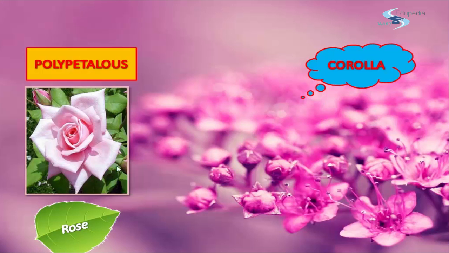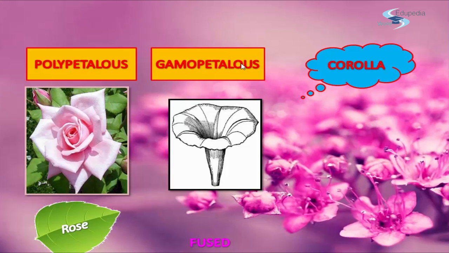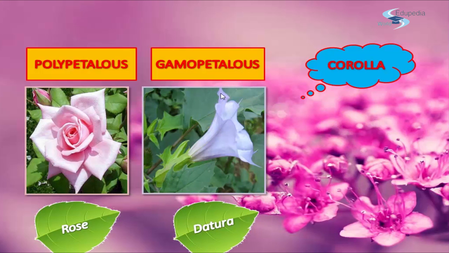As you can see, rose is an example of polypetalous. Poly means many and petalous means petals, so it is seen in rose. Now comes fused, which means all petals are fused. Here petals were free from each other, whereas in this form petals are fused. So it is called Gamopetalous, that means fused petals, and it is seen in Dhatura. So the polypetalous example is rose and the Gamopetalous example is Dhatura.